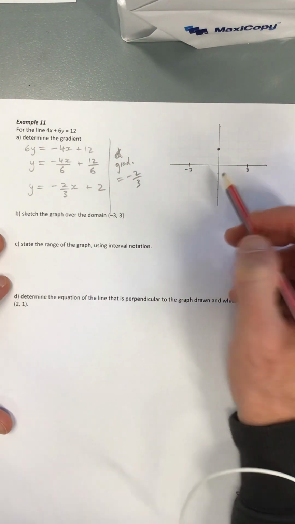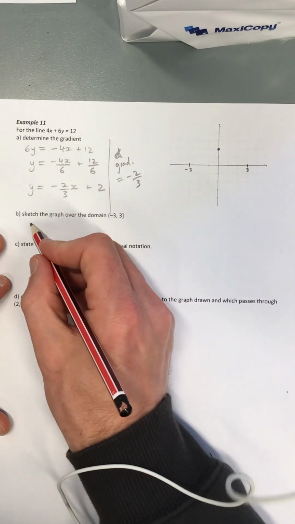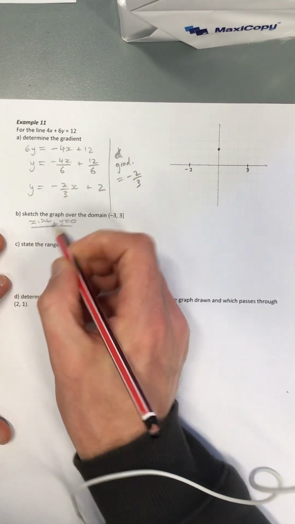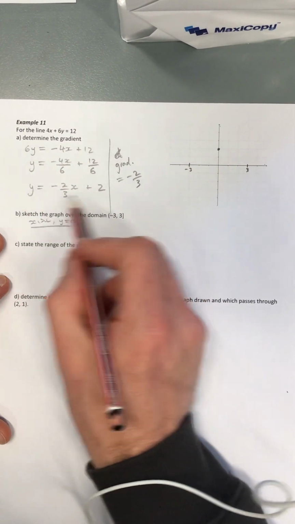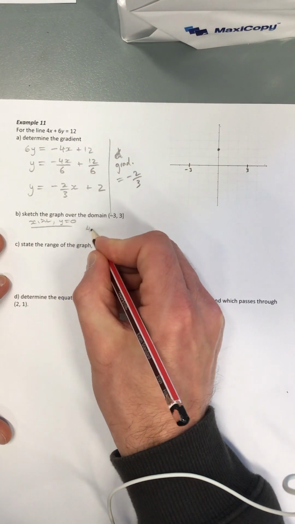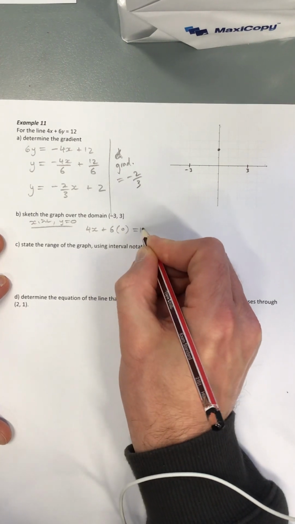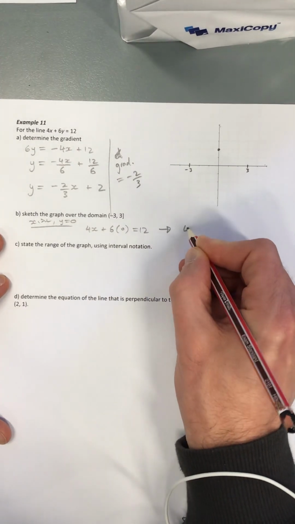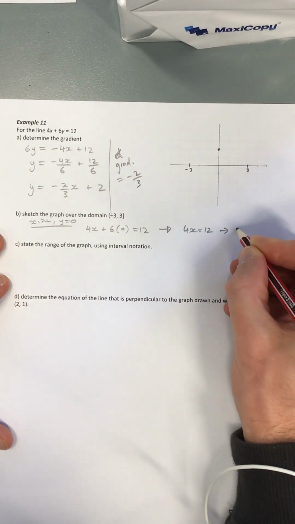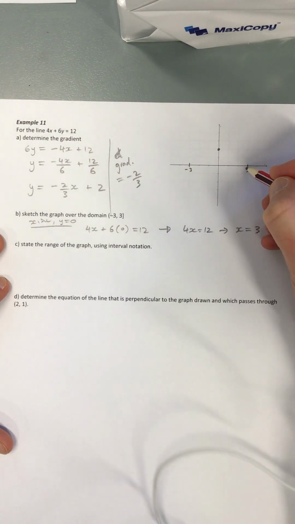We might want to work out where the x-intercept is, and that can be a good way to sketch the graph. So for the x-intercept, let's let y equal 0. You can use either version of the equation. I'm going to use the initial one because I think that's slightly easier. So 4x plus 6 times 0 equals 12, which just means 4x equals 12, and so x equals 3. So there is actually an intercept at x equals 3.